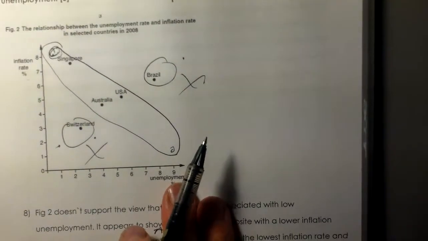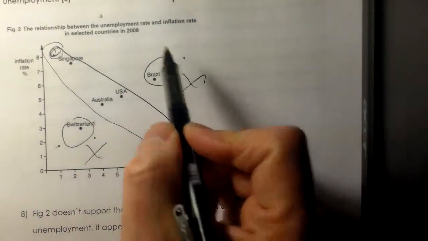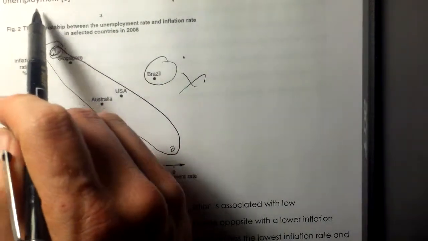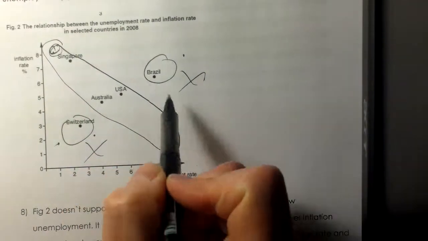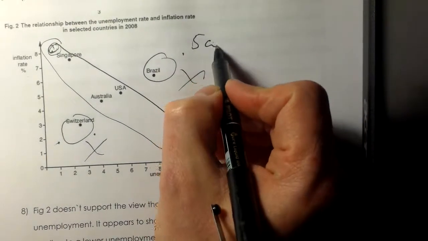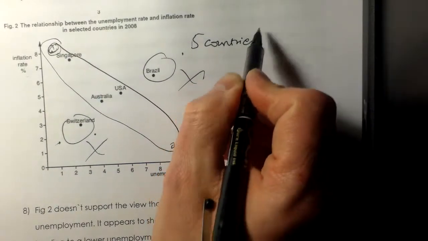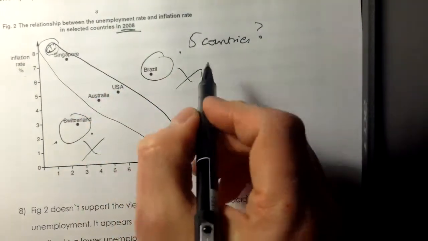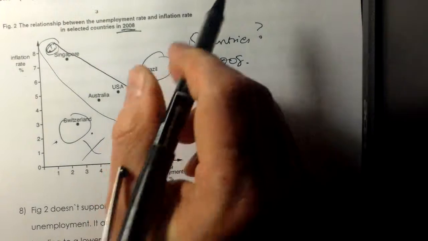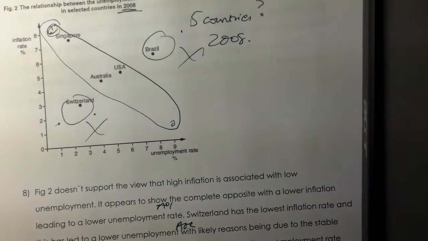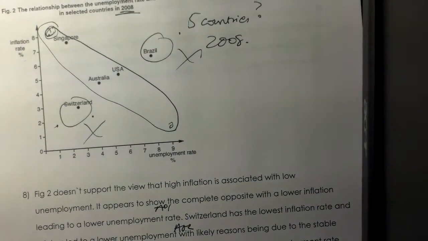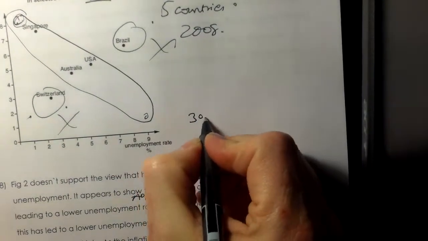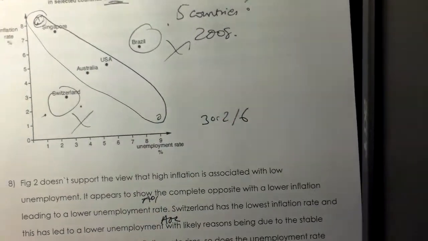When you come into the evaluation as well, you've got 2 key things to say. One of them, if you're asking whether inflation is associated with low unemployment, that's implying in all cases. What you have here is just 5 countries. So does that represent every country in the world? And you've only got 1 year, which is 2008. So there's 2 extra bits of evaluation around those 2 points as well. So as it currently is, it's maybe 3 or 2 out of 6.